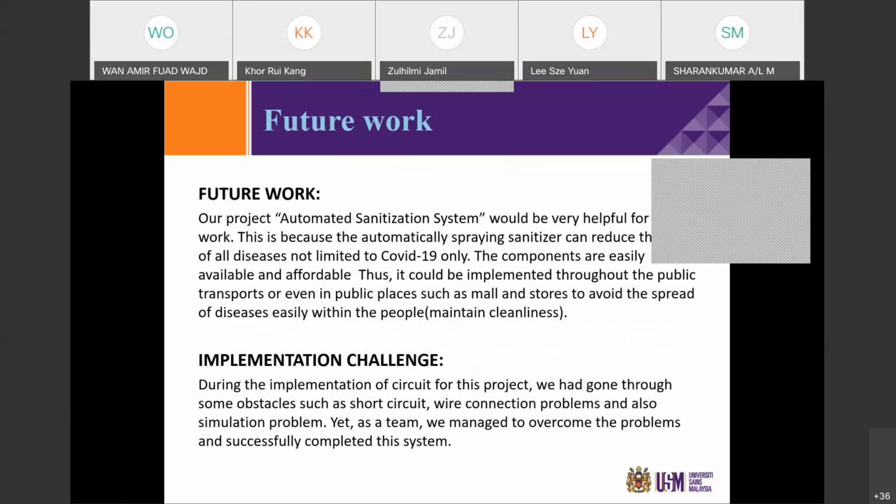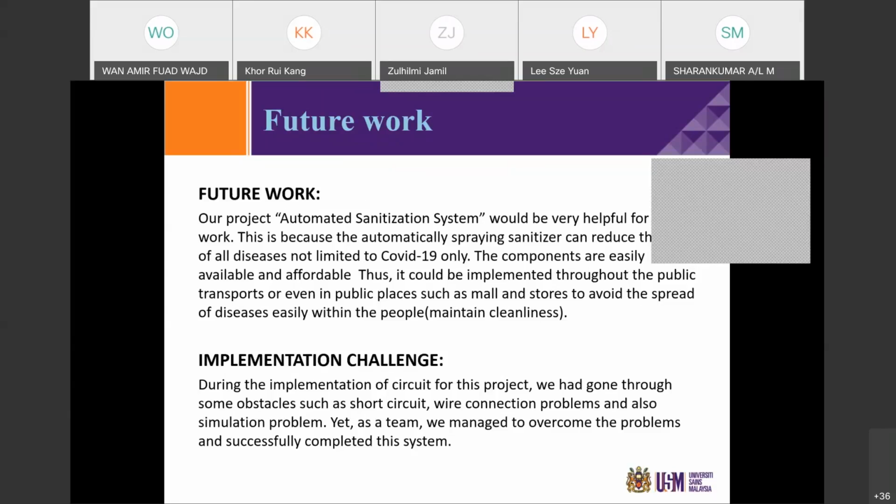So for the future work, this system will be very helpful because our automatic sanitizer spraying is not only limited to reducing the risk of COVID-19. It can also reduce the risk of any other diseases, because our target is to maintain the cleanliness of public transport. So it can also be used to reduce the risk of other diseases too.